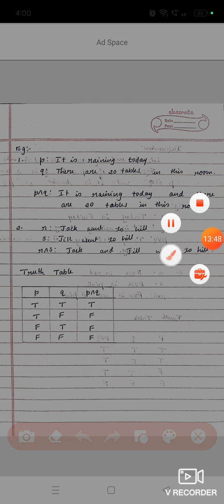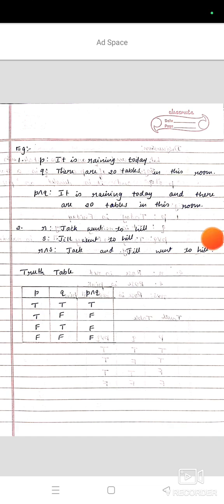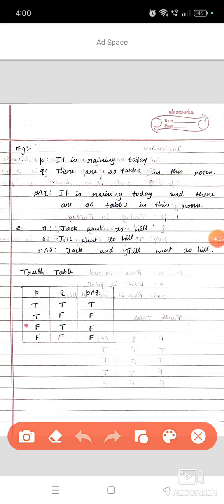Now, if both are true, as I told, when both the statements are true, the conjunction is true. And second case, true, false. If any one statement is false, the conjunction is false. Here the second one, Q, is false, therefore the conjunction is false. We'll see the third case. Here P is false, Q is true, but one statement is false, therefore P and Q is false. And last case, both are false, therefore P and Q is also false.